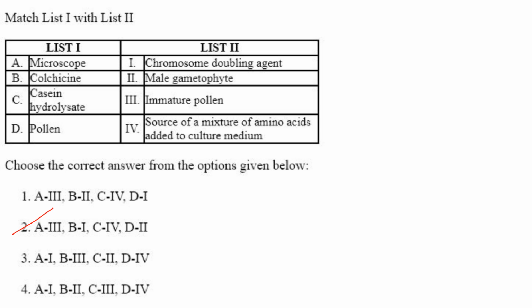Colchicine, it is a chromosome doubling agent, B1. Answer is option 2. Then casein hydrolysate, it is a source of a mixture of amino acids added to culture medium. Pollen is the male gametophyte. So answer is A3, B1, C4, D2.